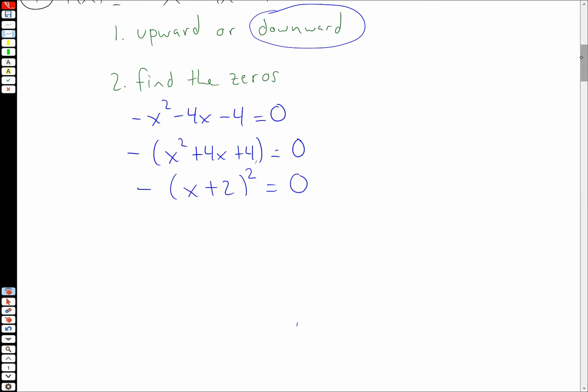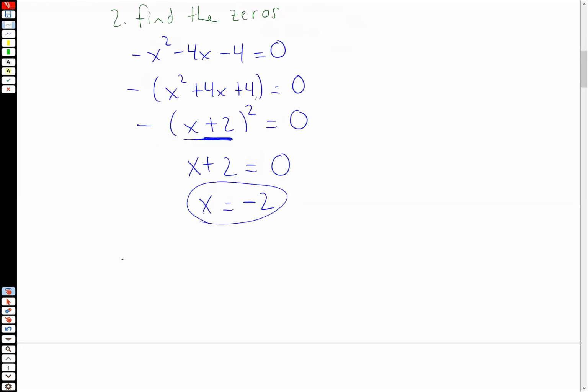Okay. So now that we have this, though, remember zero product property. This says that in this case, we only have one or the same factor repeated twice. This means that x plus 2 is 0. And solving for x, we get x is equal to minus 2. So our only 0 of this quadratic equation is at minus 2, which means our graph should hit the x-axis at that point.